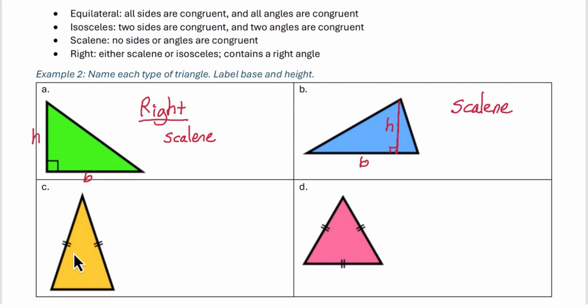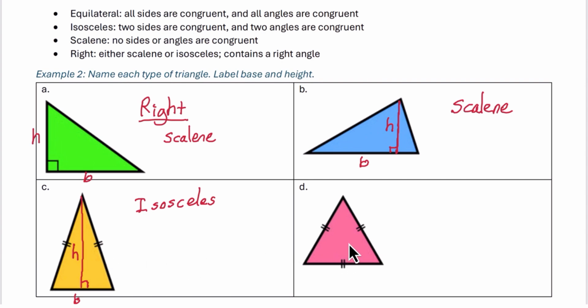In our next example, we have two lines on each of these sides. That means those two sides are congruent. A triangle that has two sides that are congruent is called isosceles. The base is this horizontal piece, and the height, again, is the vertical distance from the base to the top. That is the height, which we don't know.